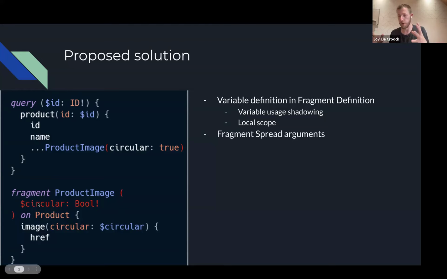The variables on the operation are always global, and for the fragment they are always local. So if we spread ProductImage in ProductImage, for example, it will always be the local definition. They don't inherit like they do from the global scope.